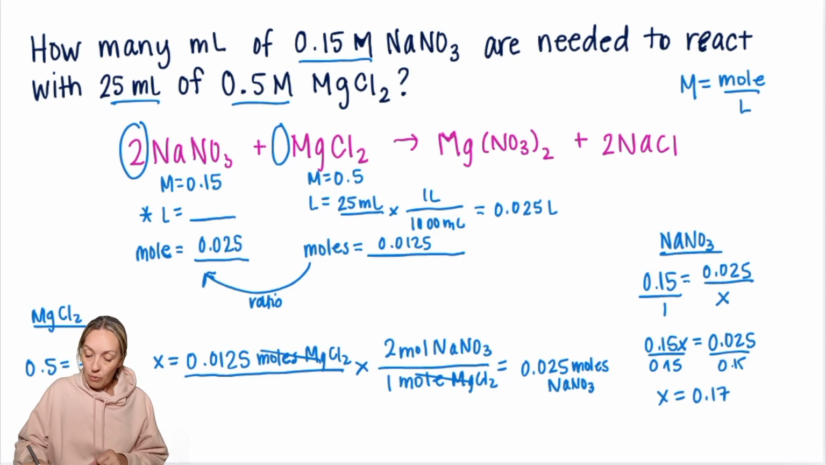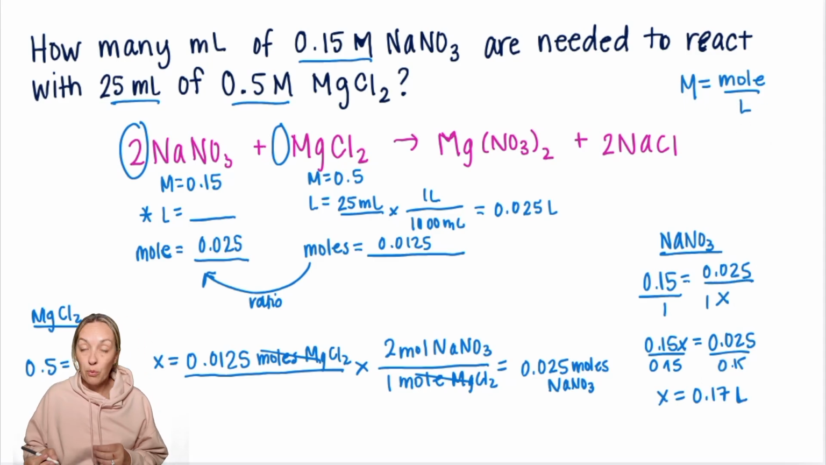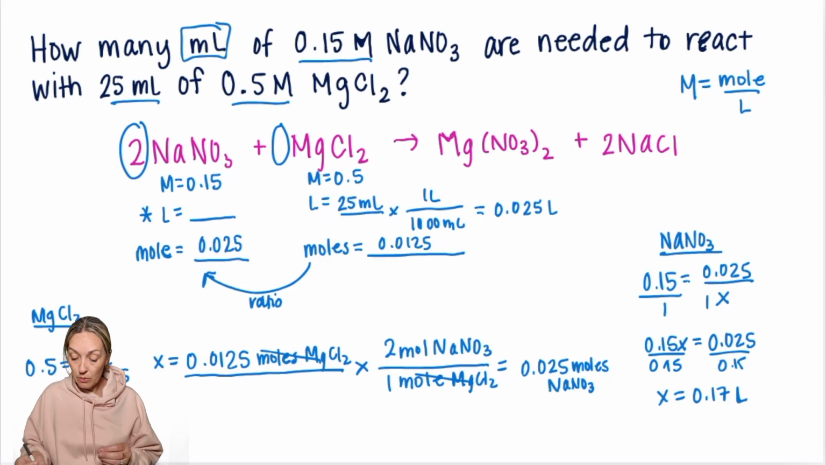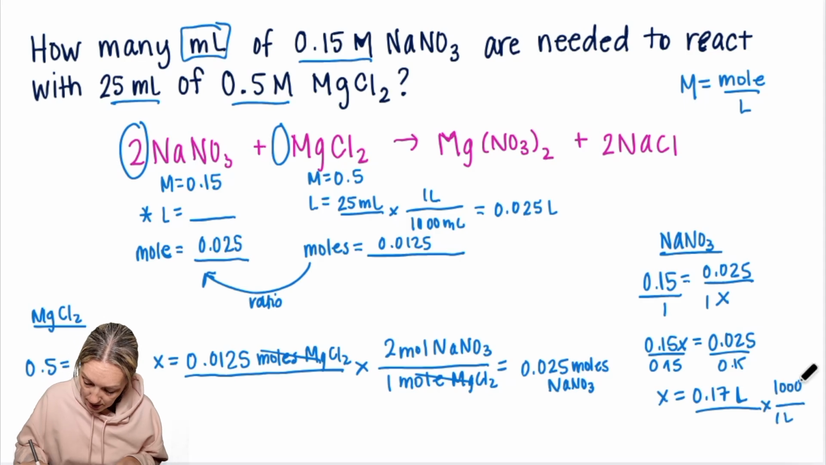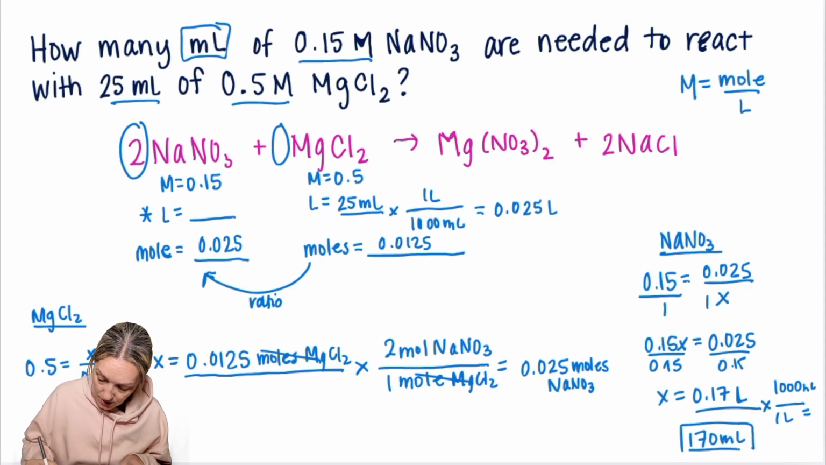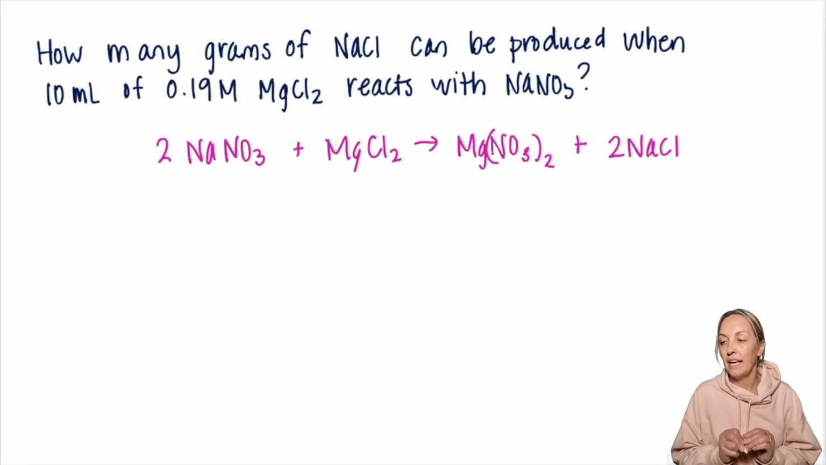My x can be found by dividing both sides by 0.15, and x is then equal to 0.17. Remember that x is representing my liters, so I have 0.17 liters. The problem asked me for milliliters, so I'm going to need to do a conversion by multiplying by 1,000. 1 liter is equivalent to 1,000 milliliters, and that is going to equal 170 milliliters. So I know that I'm going to need 170 milliliters of the 0.15 molar NaNO3 to fully react with the MgCl2.